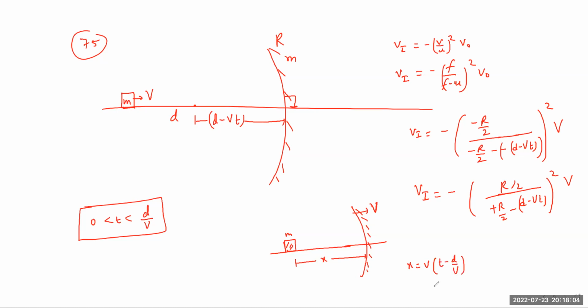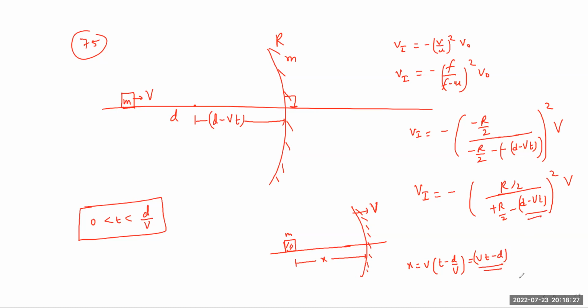You may ask why. D by v time has already been taken, so the time is measured from the beginning. From the beginning, I have already spent d by v coming here, and then after that, whatever time has elapsed, in that time it will travel x, right? So it becomes vt minus d. That's why you see the order will change here.